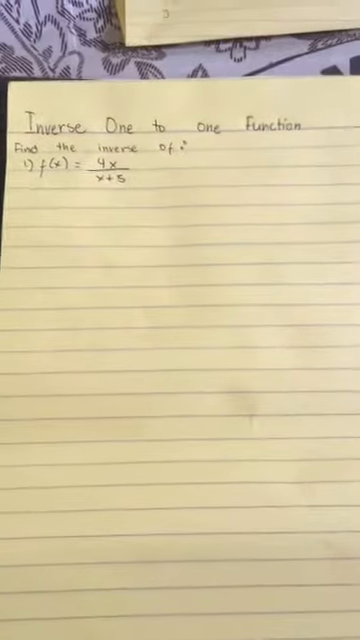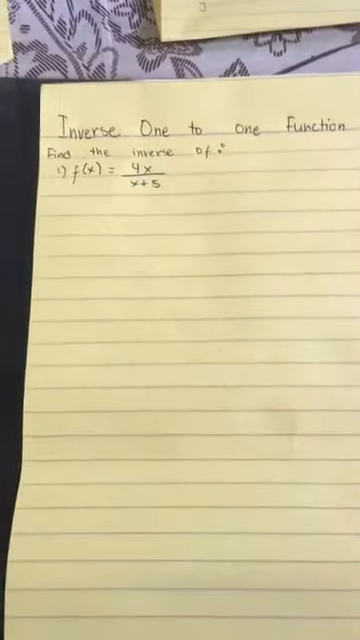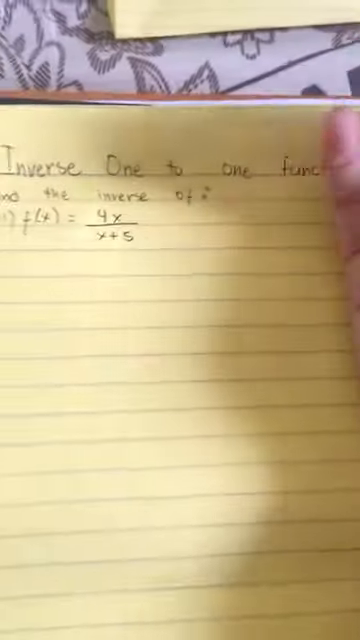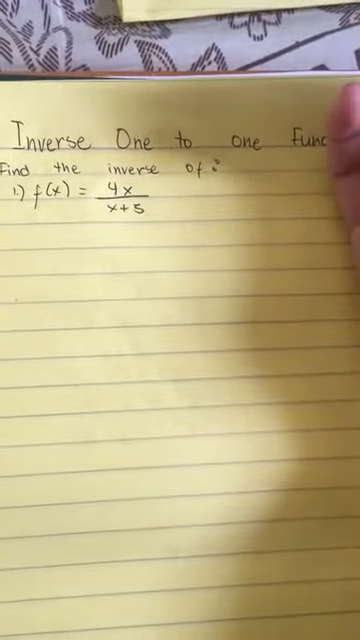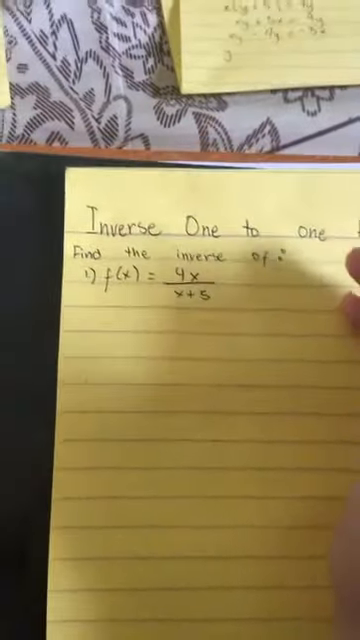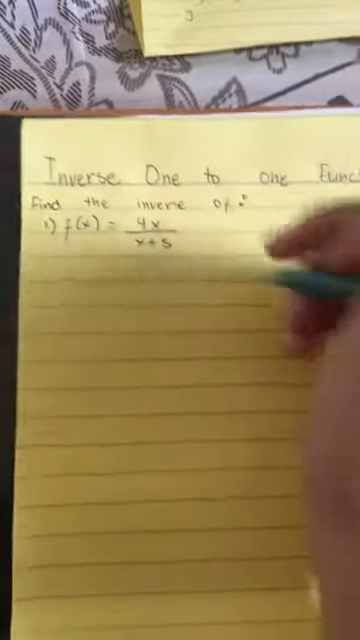We are back. Now we are going to solve this problem. Find the inverse of f of x equals 4x over x plus 5. So the first thing we're going to do is replace f of x with y. So let y be the f of x.